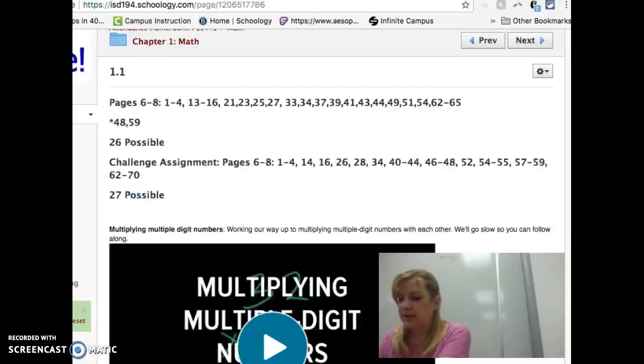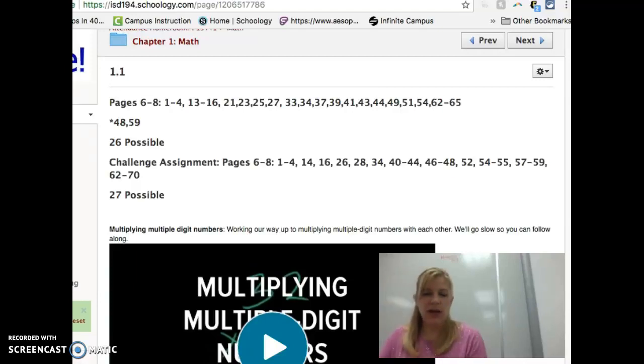So pages 6 through 8, and let's say today, since it's my first math assignment, I am going to go ahead and do the regular assignment. So I'm going to copy what we see. 13 through 16, 21, 23, 25, 27, 33, 34, 37, 39, 41, 43, 44, 49, 51, 54, and 62 through 65, and I am going to write 26 possible.